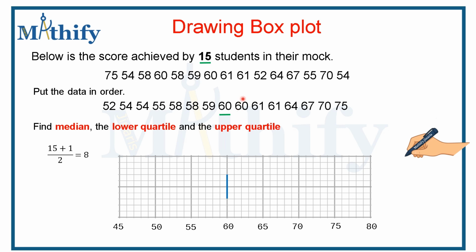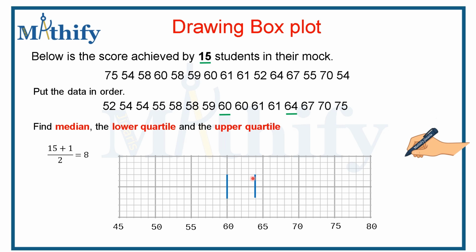We can cross out. So 60, 75, 61. Ultimately, our upper quartile will be 64. How did we get that? So cross out 60, 75, 61, 70, 61, 67. That's our upper quartile. And we will plot our second data, the upper quartile.